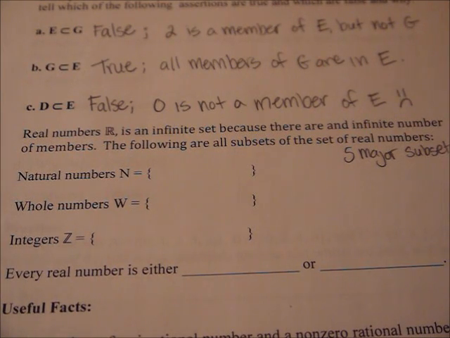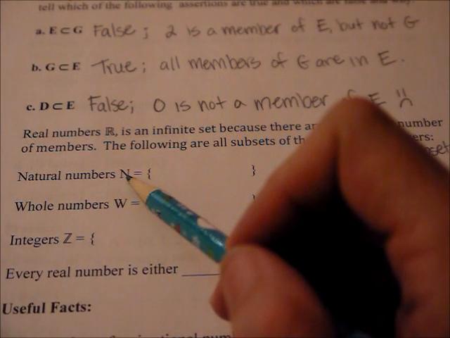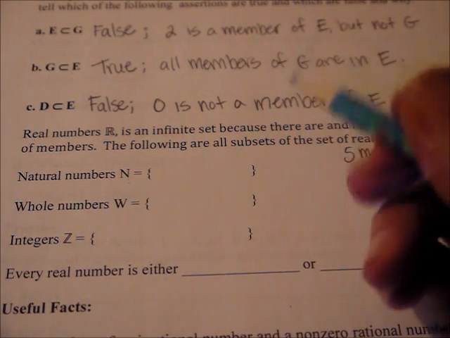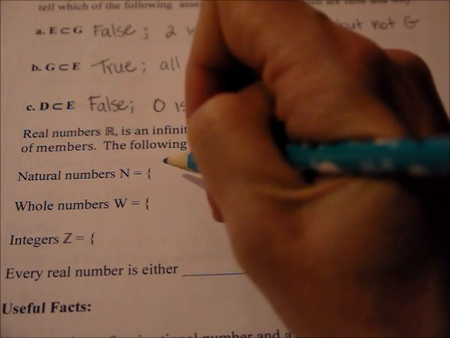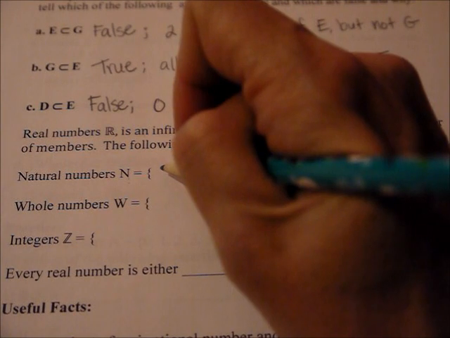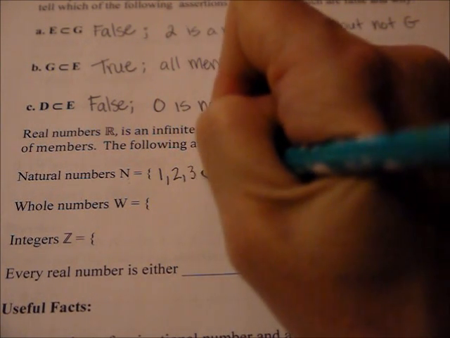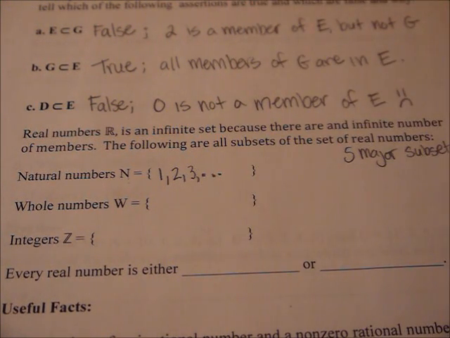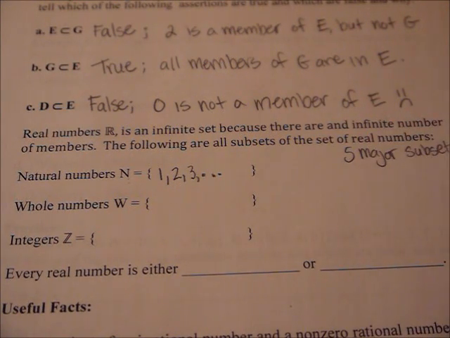The natural numbers are signified by the letter N, and the natural numbers are like what we talked about when a child learns to count. They use the counting numbers, and children don't usually learn to count by saying 0, 1, 2, 3. They learn to count by 1, 2, 3, dot, dot, dot. So go ahead and write that in there. Those are your natural numbers. The natural numbers are a subset of the real numbers.